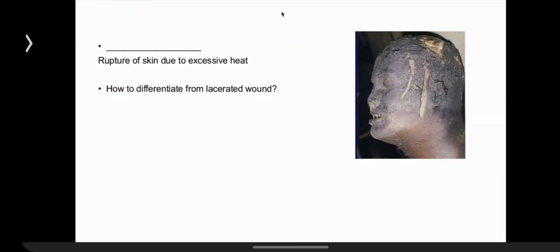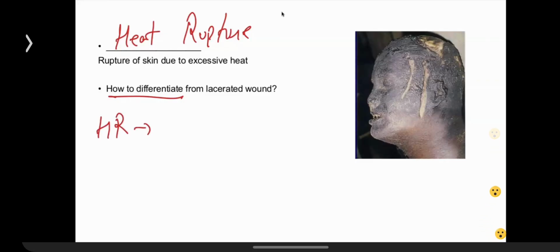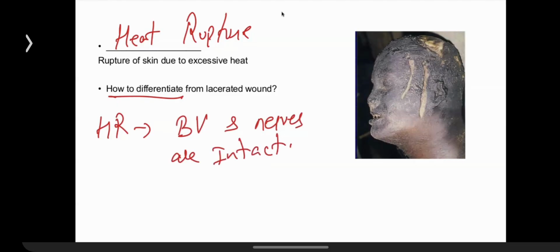Rupture of skin due to excessive heat is called heat rupture. How to differentiate it from a lacerated wound? In heat rupture, the blood vessels and nerves are intact because there is no mechanical force. So the blood vessels and the nerves are intact. COHB is carboxyhemoglobin. In burns, carbon monoxide will be produced, so carboxyhemoglobin will increase.